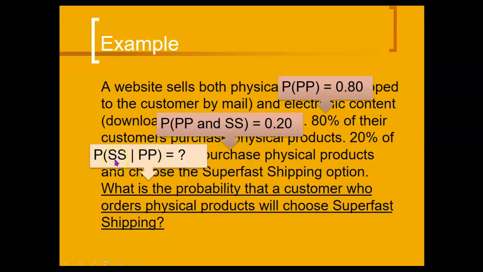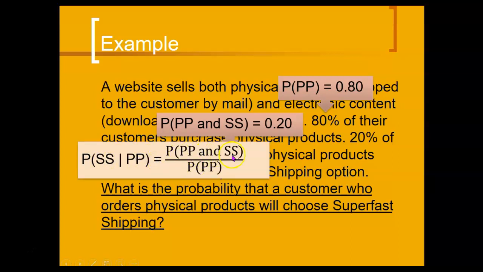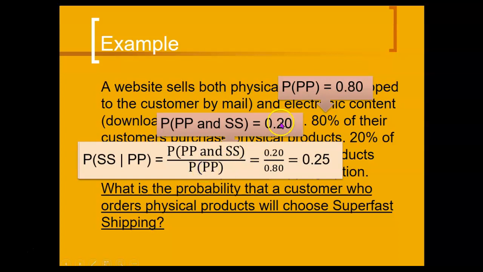So the probability of one thing being true if something else is true is equal to the probability of both things being true, ordering physical products and choosing super fast shipping, divided by the probability of the condition, ordering physical products in the first place. And we know what both of those numbers are, so we just have to divide 0.20 divided by 0.80, and it comes out to 0.25. So that is the answer to the question, 0.25 or 25%.